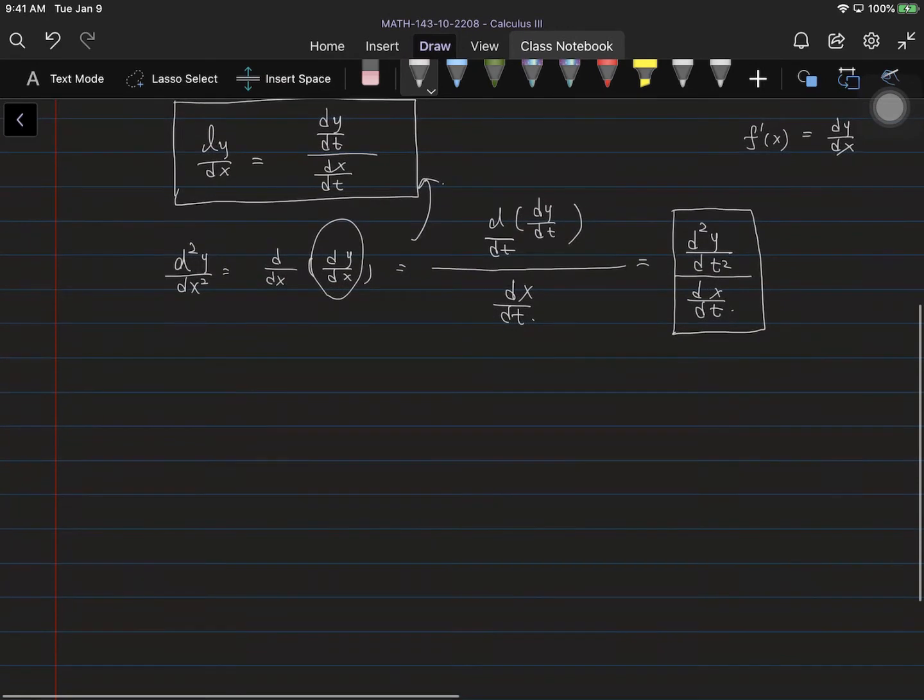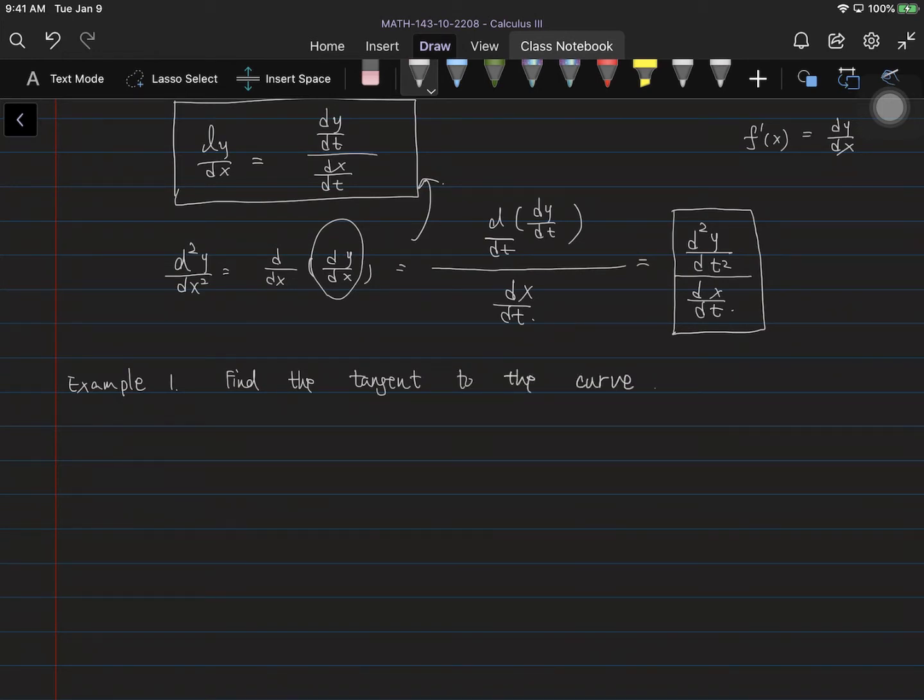Now let's take a look at an example. How to find the tangent to the curve. The curve is given by x equals secant t, y equals tangent t, where t is from negative pi over 2 to pi over 2. We want to find the tangent to this curve at the point root 2, 1, where t equals pi over 4.